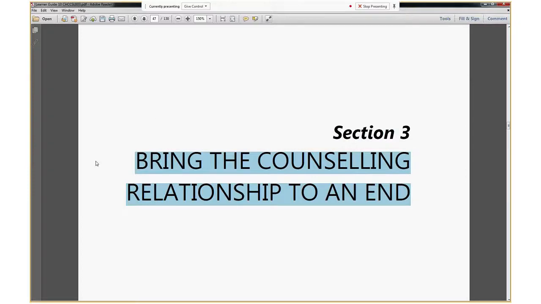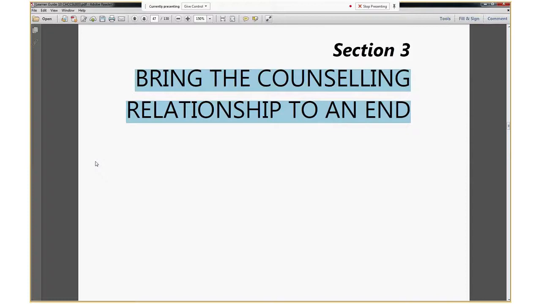It could be the amount of time that's passed that might bring the counselling relationship to an end. But there could also be things as simple as the client moves out of the region and wants to come in face to face, and that's not possible anymore.